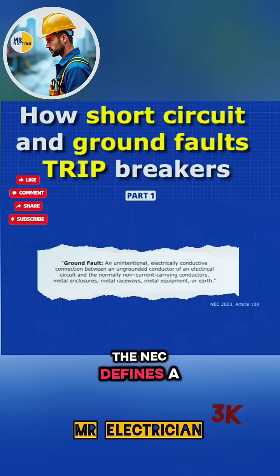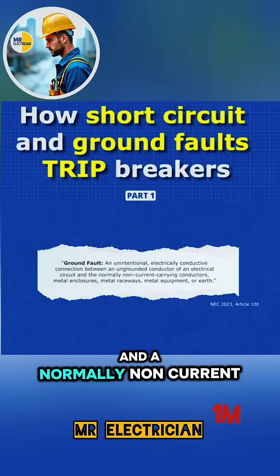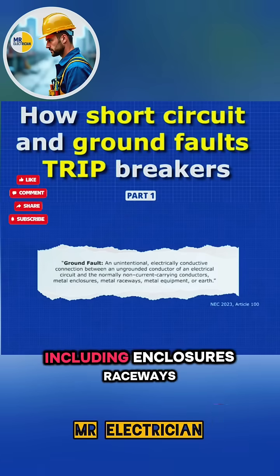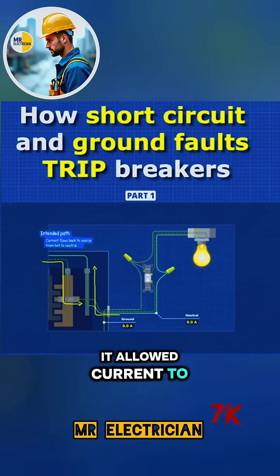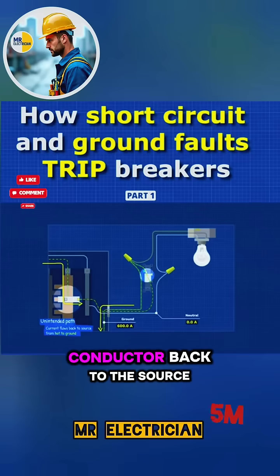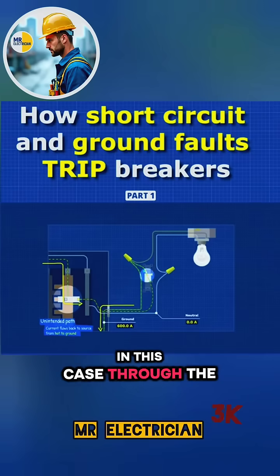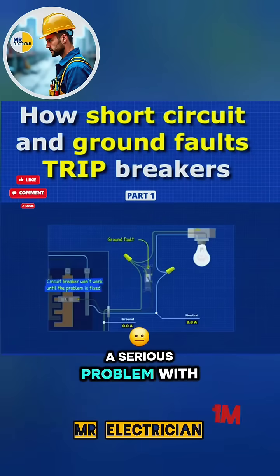The NEC defines a ground fault as an unintentional connection between an ungrounded conductor and a normally non-current carrying conductor, including enclosures, raceways, equipment, or earth. When the fault occurred, it allowed current to stray from the intended path and travel along a normally non-current carrying conductor back to the source, in this case through the ground wire. This is therefore a ground fault, and it means we have a serious problem with our circuit.